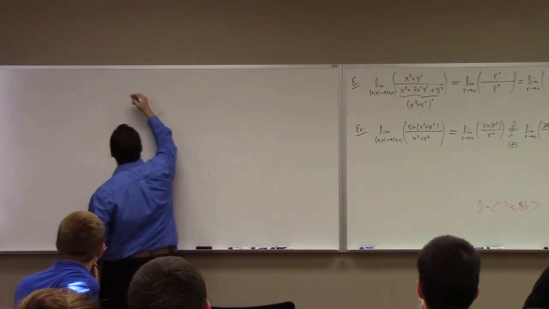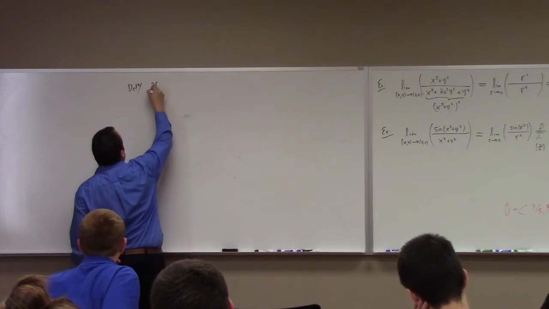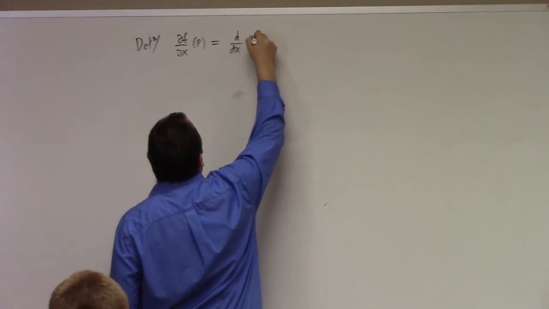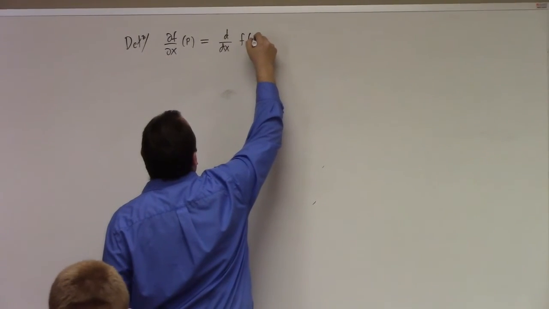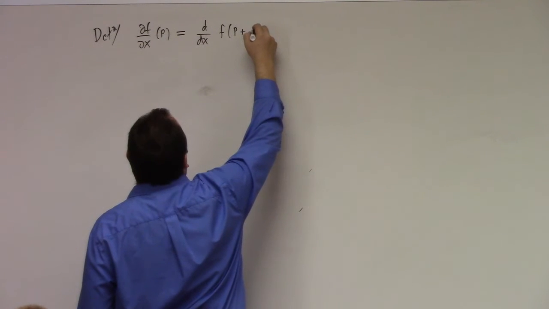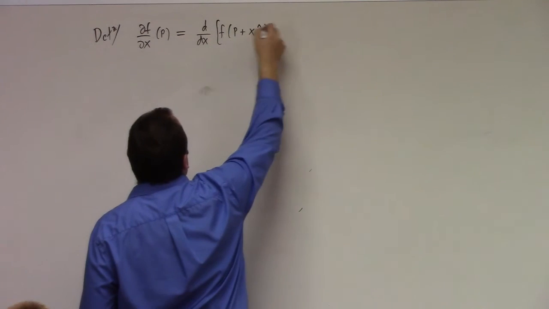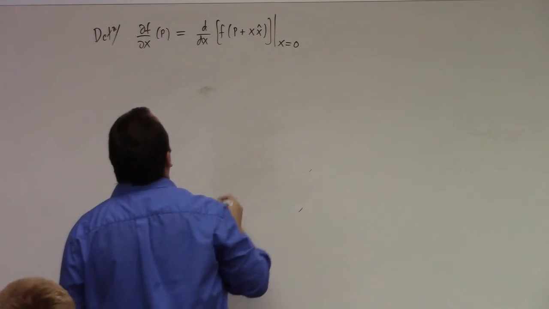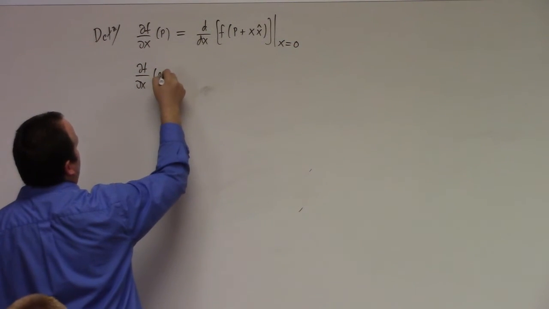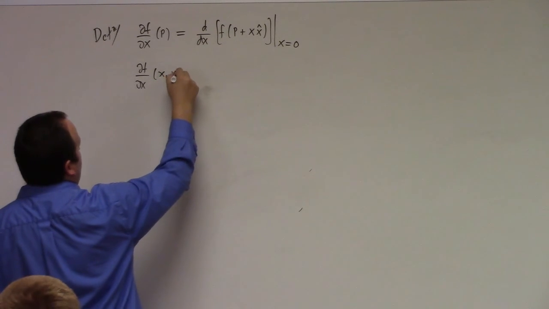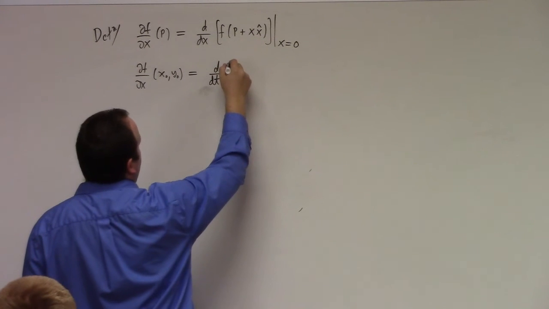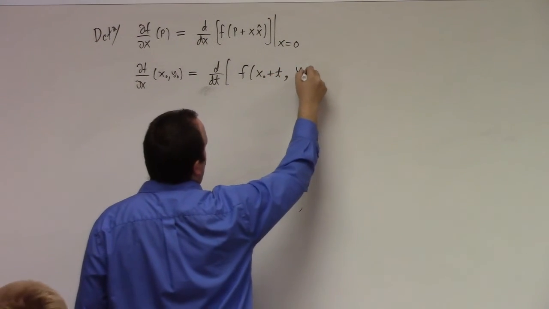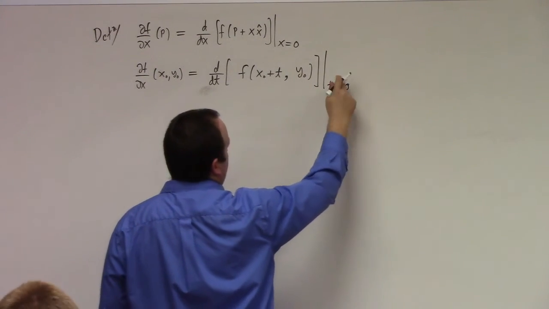So again, definition. Partial f, partial x at the point P is equal to d dx of f of P plus x hat, and then you put x equal to 0 at the end of that. Let me write it in a less weird notation. Partial f, partial x at the point x naught, y naught. What we do is we take the derivative with respect to time of the function evaluated at x naught plus time, and then y naught, evaluated at t equals 0. That's the partial derivative.